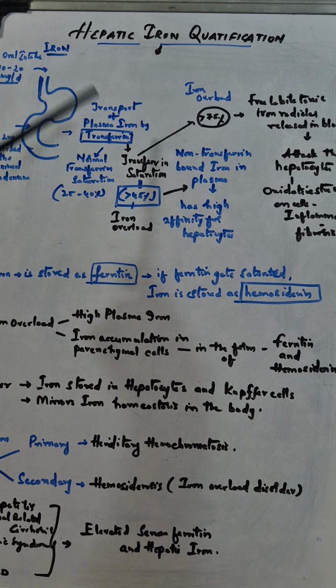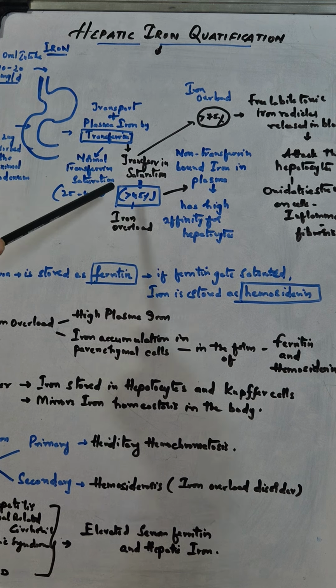If the iron levels are more, the transferrin saturation will be more than 45% in iron overload. If the transferrin saturation is more than 45% in iron overload, then non-transferrin bound iron will be present in the plasma. This non-transferrin bound iron has high affinity for hepatocytes, so it goes and is stored in the hepatocytes.